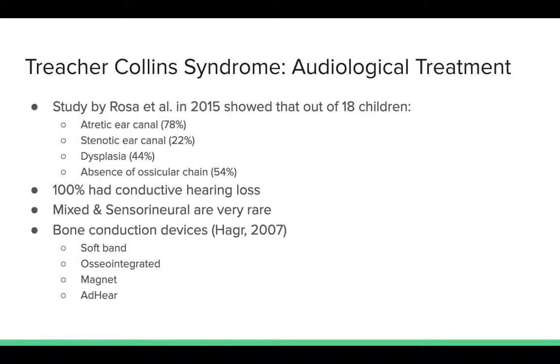Another option for a bone conduction hearing device would be the use of a magnet abutment to attach it to the skull. A newer option for pediatrics instead of the use of a soft band would be the use of the Adhere. So the one that we tried in class a few weeks ago, it has the sticker on the back and is removable. So this is also a pretty useful option for pediatrics that eliminates the soft band as well. So just some more options for them.